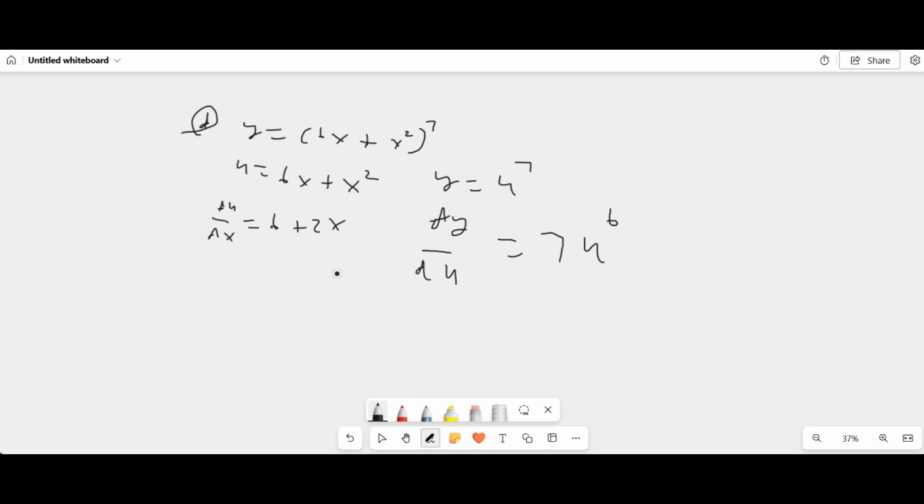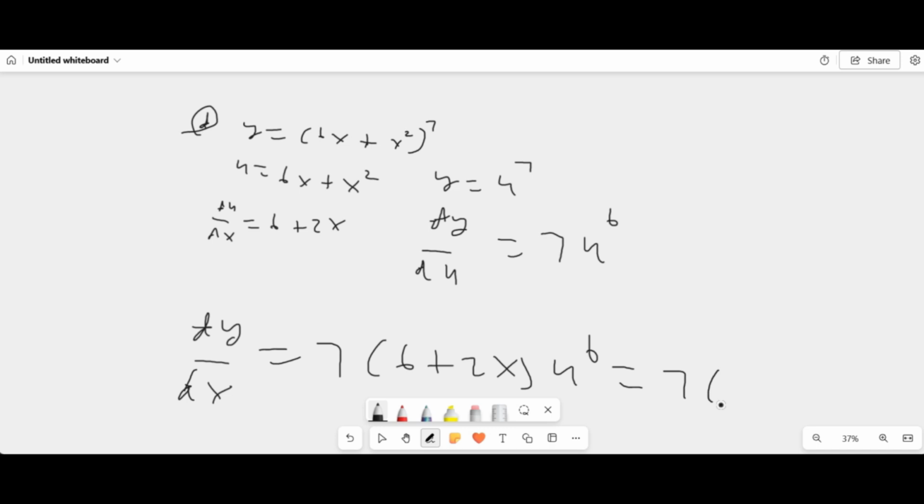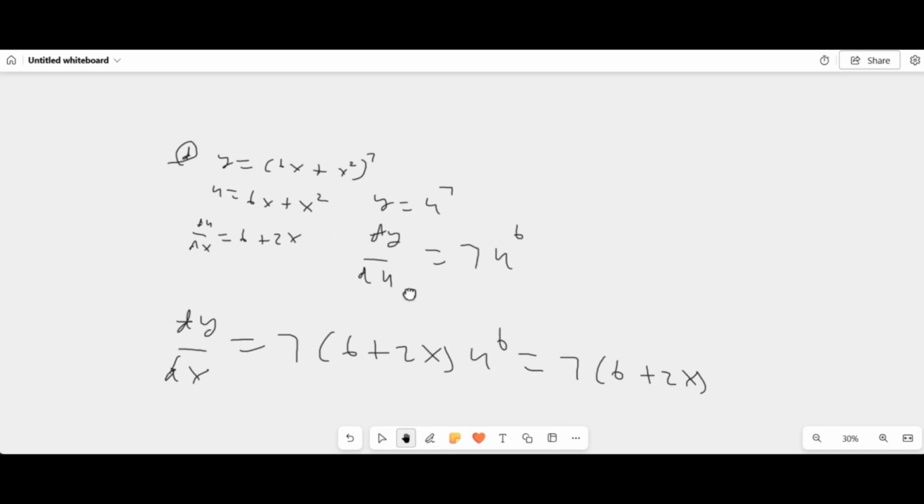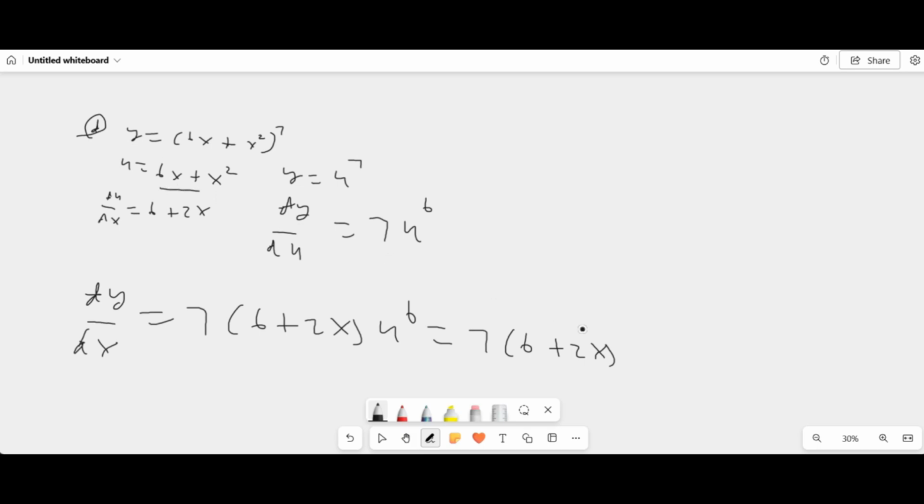Nice. So because of this situation, we're going to find dy over dx here. So dy over dx is going to be equal to times them together. So 7 times that is just going to be 7 open bracket 6 plus 2x, and then u to the power of 6. And that's obviously equal to 6 plus 2x, and then u to the power of 6 is just, u was 6x plus x squared up here. So it's going to be 6x plus x squared to the power of 6 here.